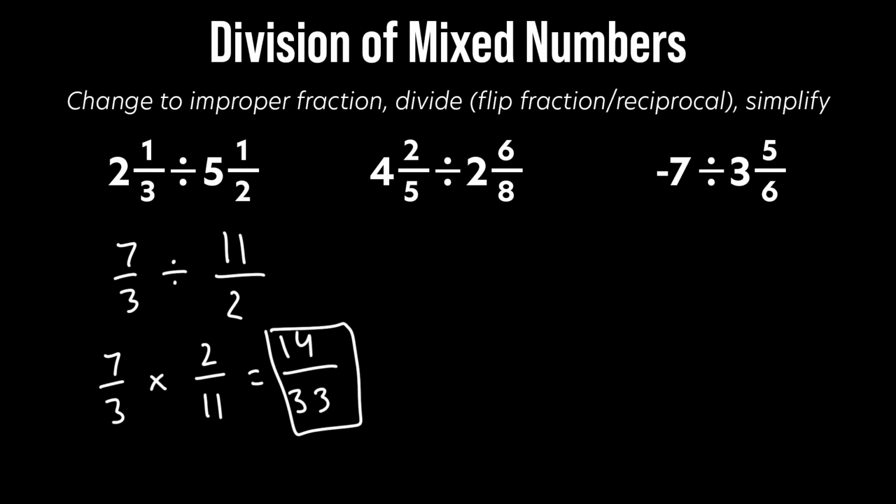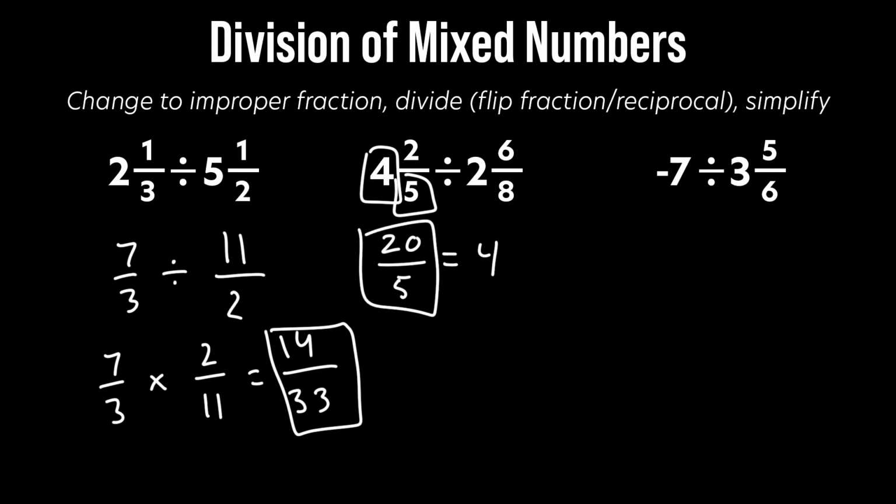Now let's try the second one. A quick way to rewrite 4 in terms of 5 is by simply multiplying 4 by the 5. And so that would be 20, and it would be out of 5. And if you notice, 20 divided by 5 is 4. So we easily rewrote 4 in terms of 5 by multiplying 4 by essentially 5/5. So now we can take 20/5 and add 2/5, and we'll have 22/5.